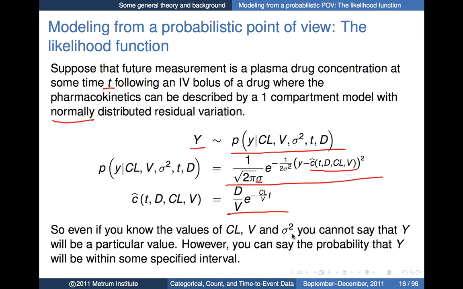So the whole idea here, hopefully it got across, is that I started out with the unfamiliar and led to the familiar. If you prefer, you can go the other way. We start out with our one compartment model, which describes our mean concentration time course, but then to actually describe observed concentrations, we need to incorporate some kind of probability distribution, which describes our random variable here, representing that as yet unobserved plasma concentration. And again, even if I know the values of clearance, volume, and sigma squared with certainty, I can't say that y would be some particular value. The best I can say is what the probability is that y will fall within some particular interval.